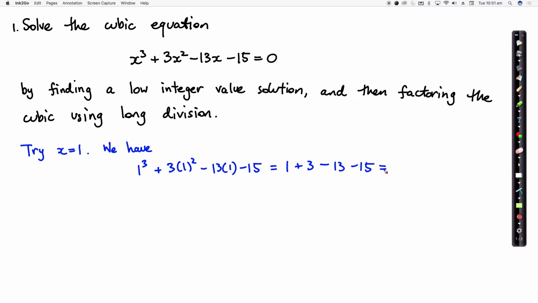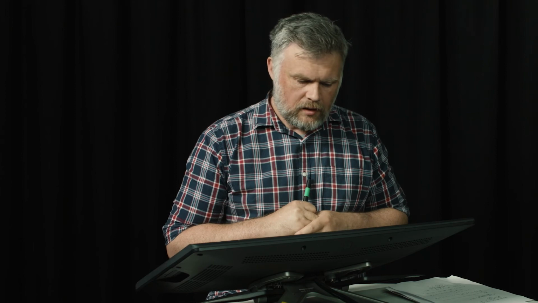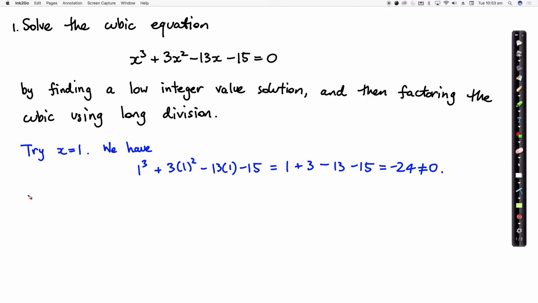And so what do we get? 4 minus 28, so we get minus 24. Clearly not 0. And so x equals 1 is not a solution to this cubic equation. Now, you could do that in your head and not write this down, which is fine. But yeah, I'm just writing it down to go through the process. So let's try a new number. Let's try x equals minus 1.